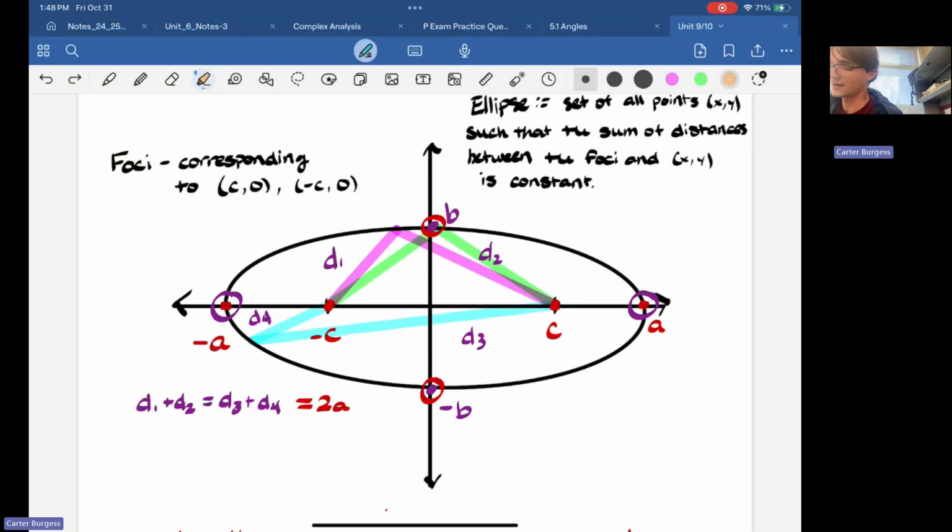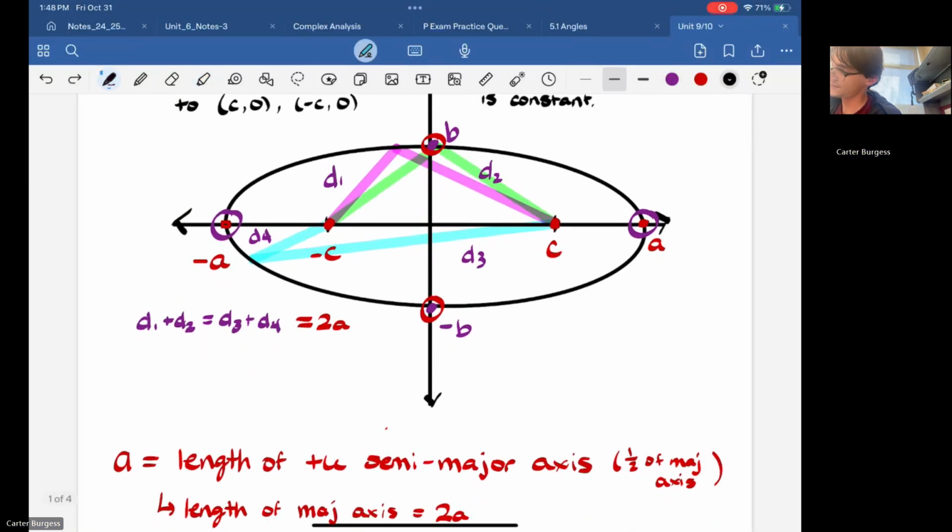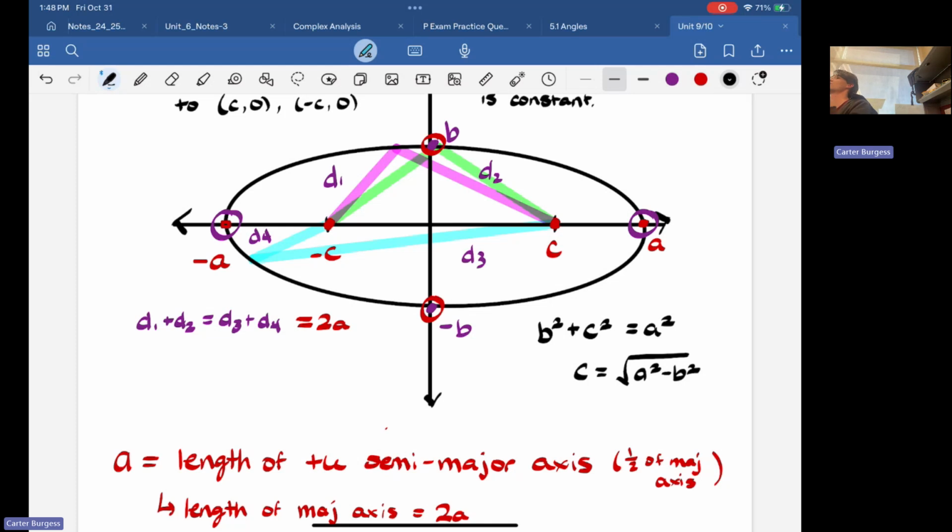And so what does that give us according to the Pythagorean theorem? What are our legs and what is our hypotenuse? B squared plus C squared is equal to A squared. And we said the point of this was to solve for C. I get that C should be the square root of A squared minus B squared. So the distance from center to focus is, by the Pythagorean theorem, the square root of A squared minus B squared. Again, in this case, A is the hypotenuse, and B is one of the other legs.